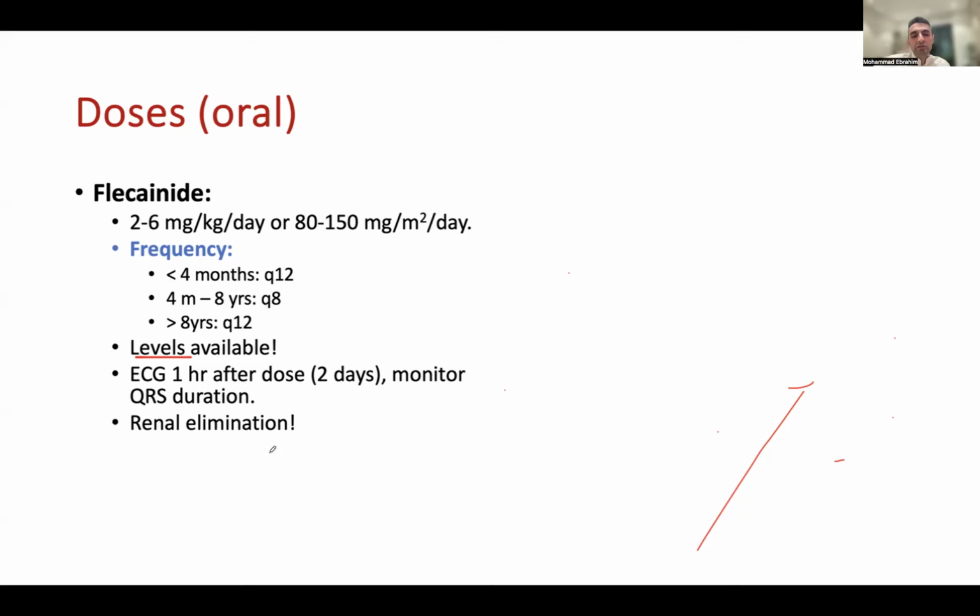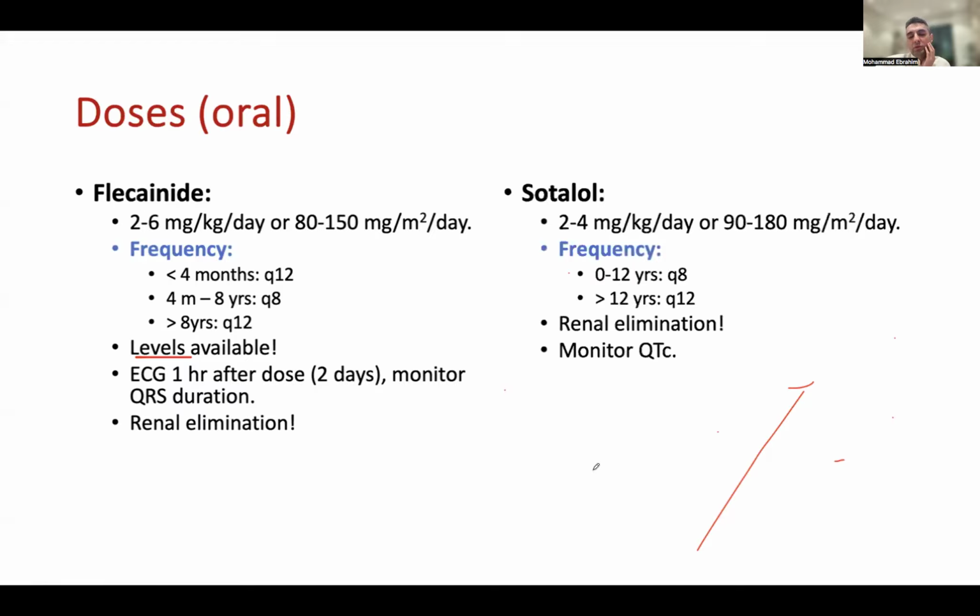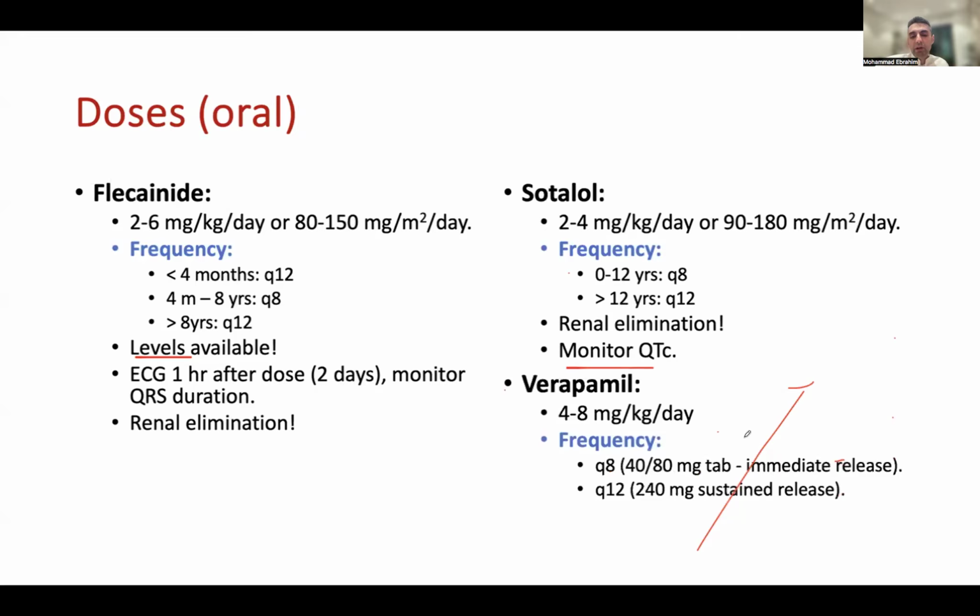And then you want to adjust if there's renal disease. Okay, sotalol is usually 2 to 4 milligrams per kilo per day, Q8 for less than 12, Q12 for more than 12. With sotalol you monitor the QT interval. Oral verapamil, I usually use it rarely. I use it for a specific type of ventricular tachycardia, but for SVT, I rarely use it. Once in a while, I do have patients on verapamil for SVT, but I rarely use verapamil.